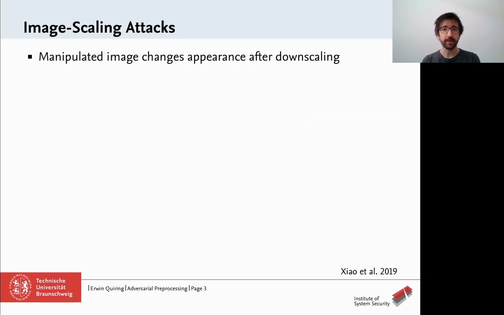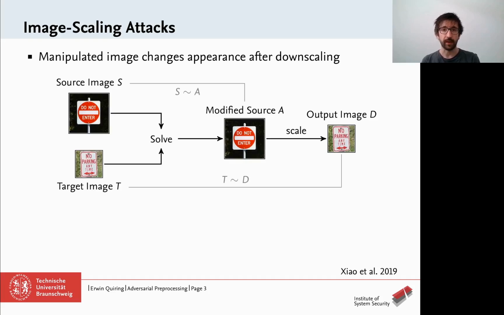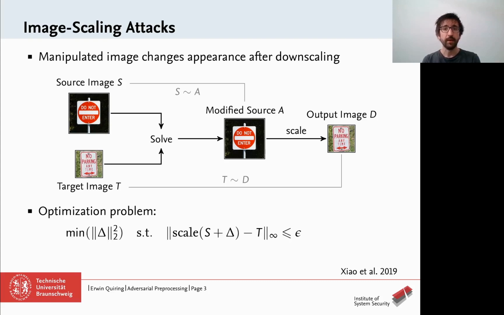The overall objective is that an image changes after downscaling. The adversary has two images, the original source image, a do not enter sign here, and a target image, the no parking sign here. Now, given the target image, the attacker manipulates the do not enter sign such that its modified version before scaling is still showing the do not enter sign, but becomes the no parking sign after downscaling. This attack is solved as an optimization problem. We seek a minimal perturbation delta that can be added to the source image such that the downscaled result is close to the target image.